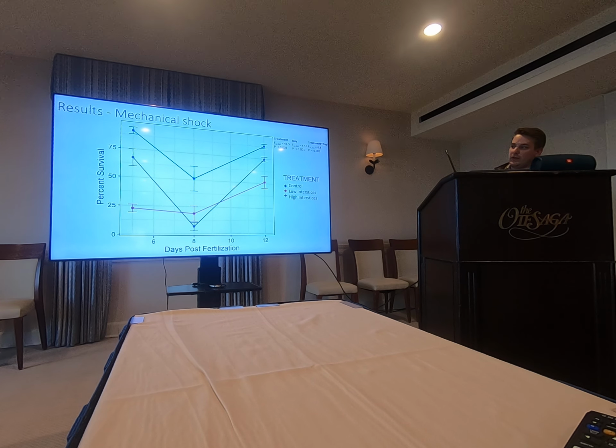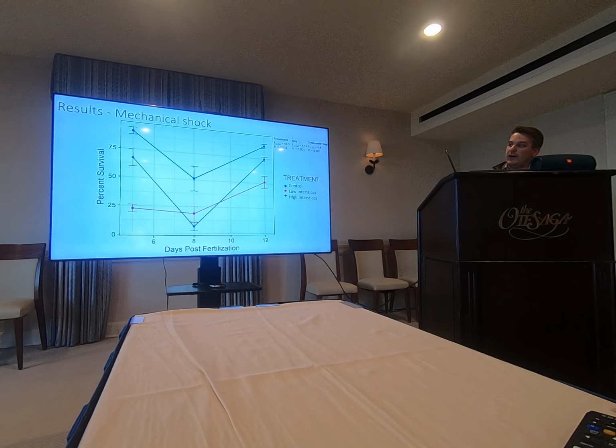Okay, so to some preliminary results, on the x-axis here we have days post-fertilization, so this is those 3 developmental stages, day 5, 8, and 12, each one of those steps. Y is percent survival, and then the colors are the different treatments. So the control, where those eggs were moved to the wave tank, but the wave tank wasn't turned on, are high interstices, which is rock, and low interstices, which didn't have anything in the tank at all.